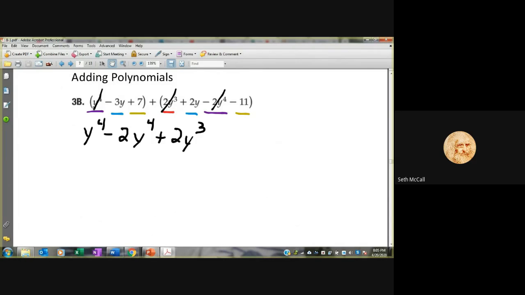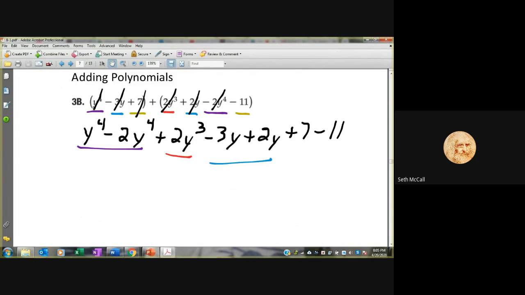Cross that off. I like to cross off the terms as we use them so we don't forget to write anything down. Then we have a minus 3y, and then we have a plus 2y, and then we have a plus 7 and minus 11. All right, so we have all of our like terms together. There is our single y to the third. Then we had our y's, and then we had our constants right there. You can see now they're all grouped together.